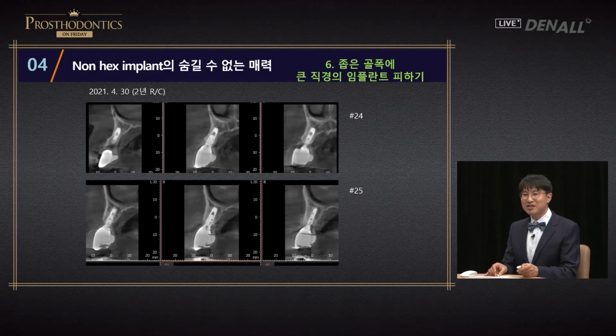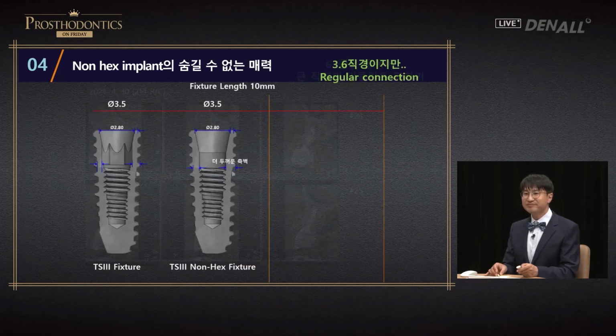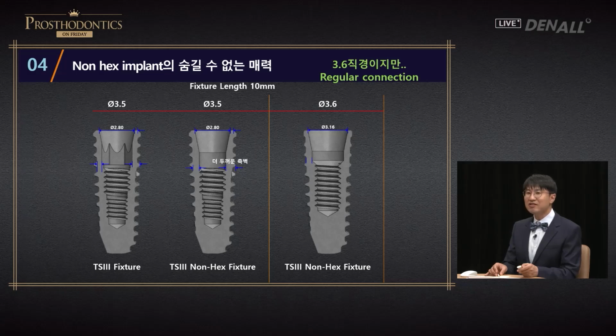2 years later, if you look over here, it's not satisfactory, but minimum bone for retention is there. I really love the non-hex 3.6 diameter implant. The connection is regular connection. There's no longer mini connection available. Therefore, you cannot get it mixed up with screw abutment.